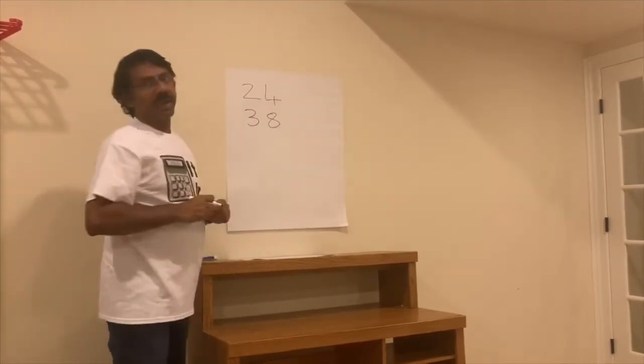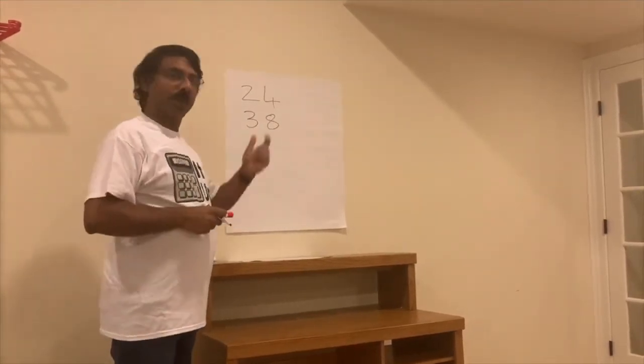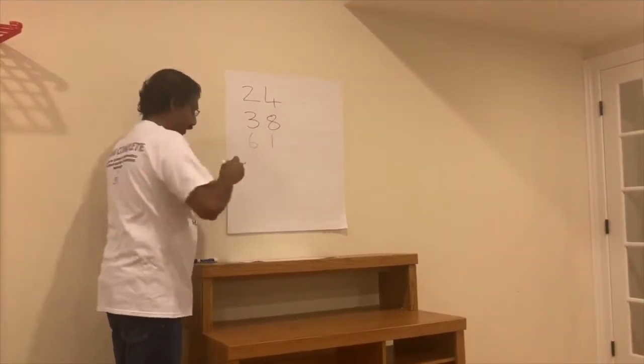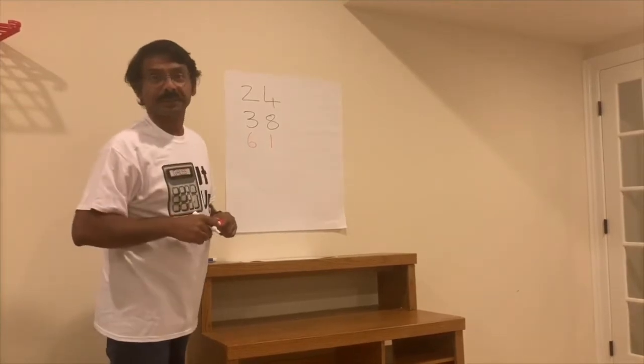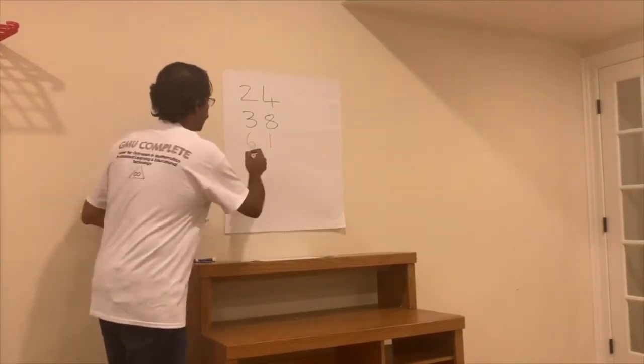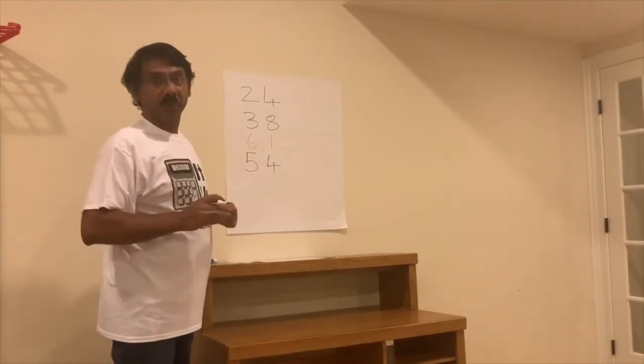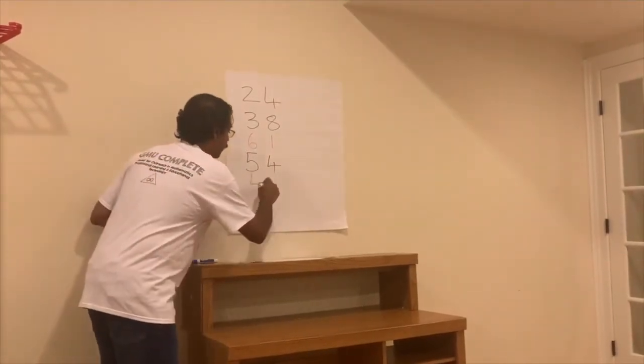Now, it's only fair if we play this game back and forth. So I'm going to write down a number. Let's just say 61 is my number. Now it's your turn. 54. You said 54. Once again, we are playing this game back and forth, so it's fair. So I'm going to write down 45.